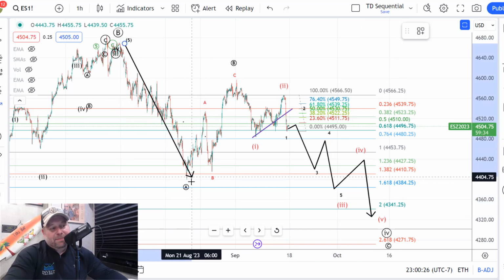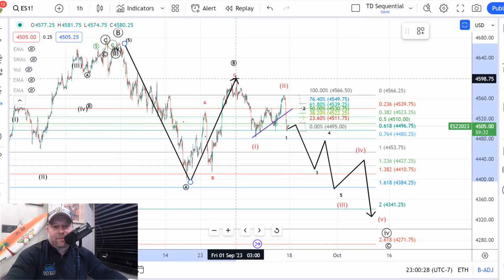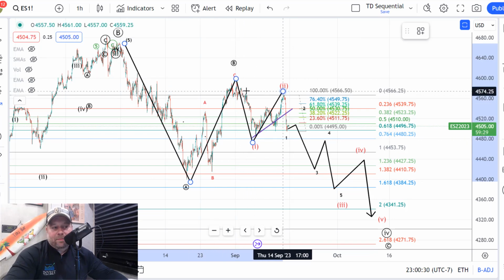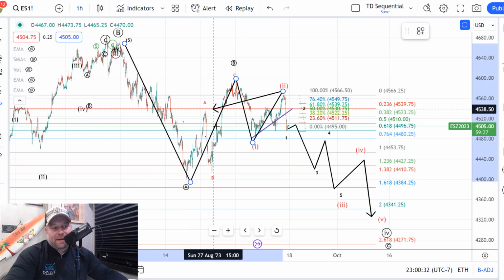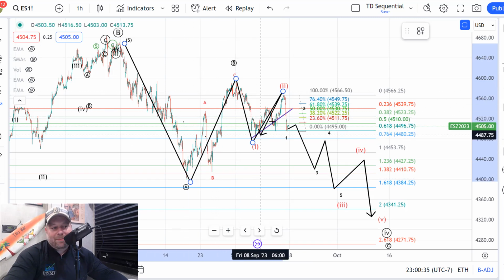So remember, this became a 3-wave move. Then we got the B wave bounce, and then we got the 1-2 setup. All of this has played out pretty much as we've said. The pivot's broke in both directions, and when that happens, the moves fail.